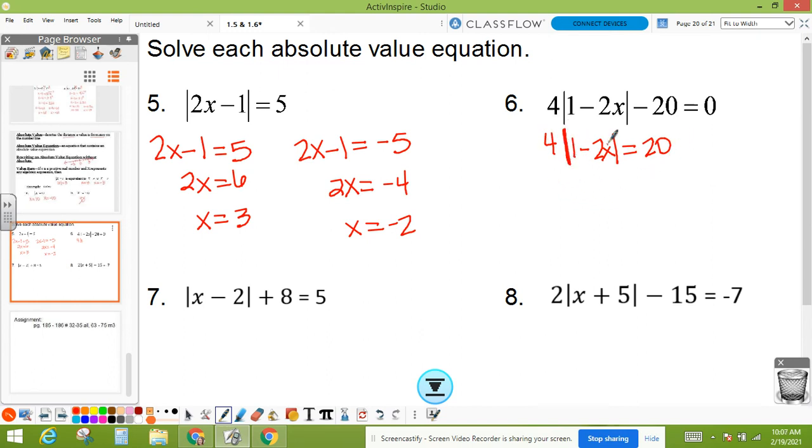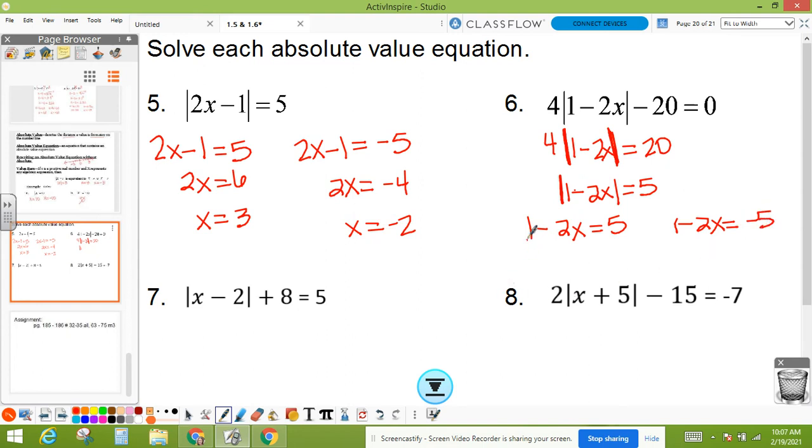These are absolute value bars. They should be bigger than everything else. Divide by the 4. Writing minus a number is very difficult with this little pad. All right, then you get to make your two problems. Either this was 5 or it was negative 5.